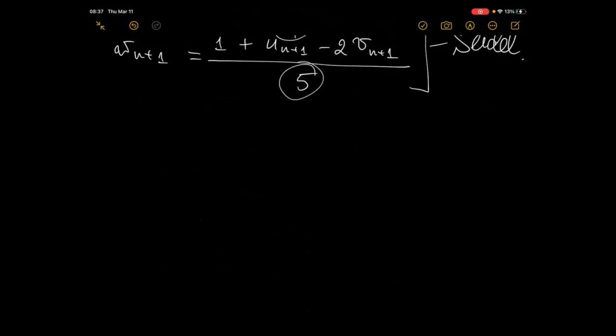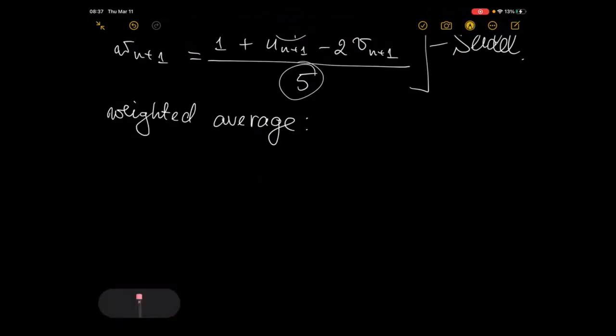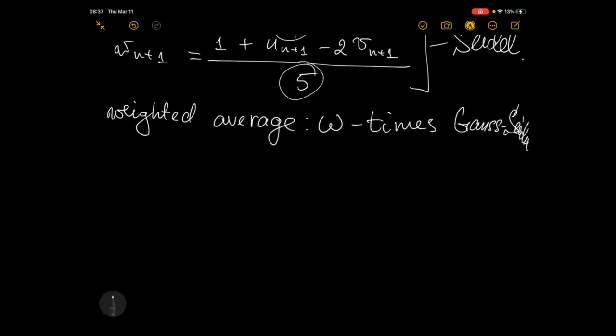Okay, now let us do exactly what I said. We will use the weighted average, not w but omega: omega times Gauss-Seidel and 1 minus omega times the current guess, or current approximation.